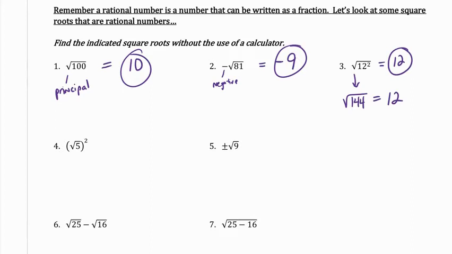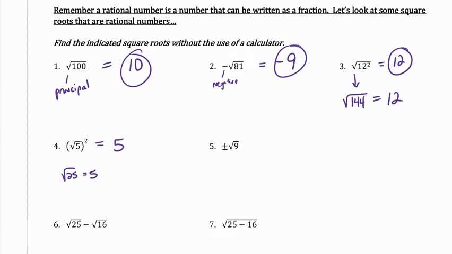Same thing on the next one. This is a square root being squared. Those two things are inverse operations of each other, so you should just know that the answer is 5. If you got to think about it, that means the square root of 25, which is 5, right? But we want you to be able to just go straight to the answer.